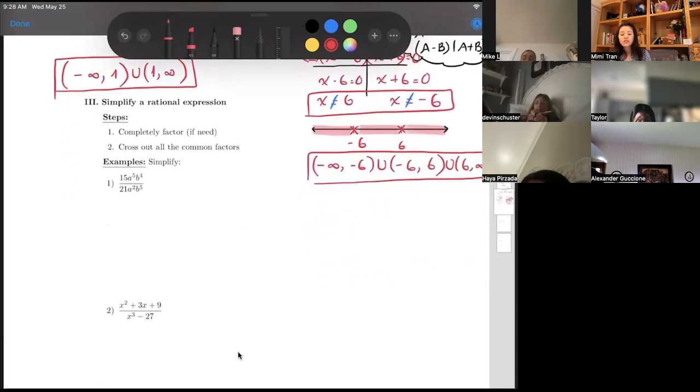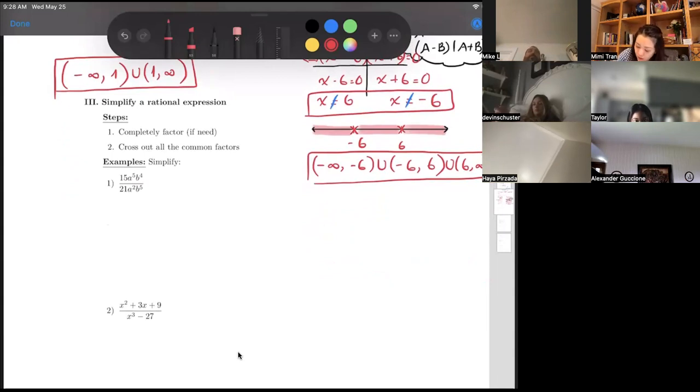Simplify a rational expression. So the step is first you have to factor them if need be. If there is something that you can factor, then factor it, and then cross out all the common factors, right? So that's pretty simple. Okay? So for example, number one, we're going to do it term by term. So identical terms, like 15 and 21, they're both numbers, both constants. So we're going to take care of that first.